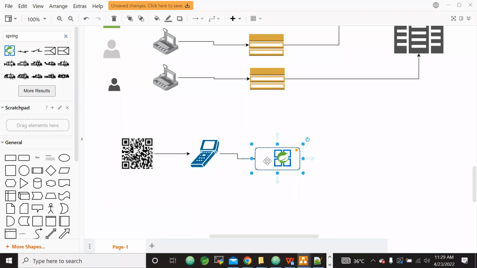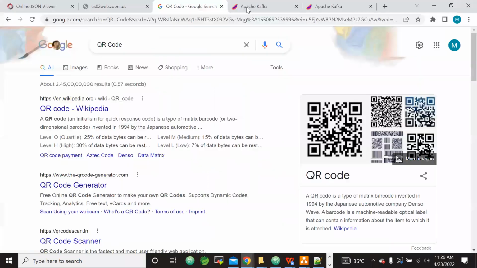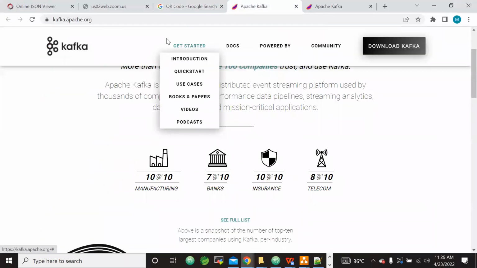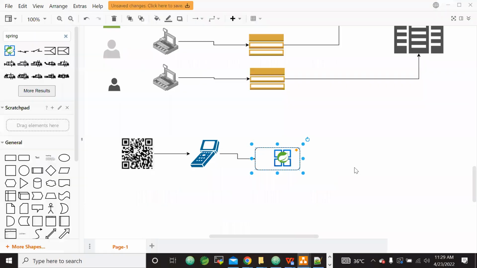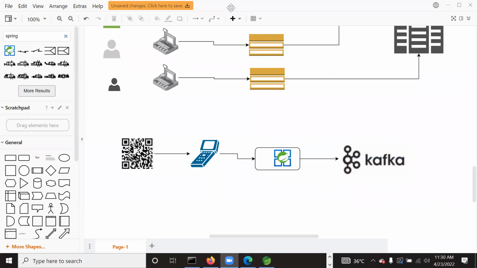Now the Spring Boot will do what? Spring Boot will connect to Kafka. Of course, Kafka meaning, I mean to say a Kafka topic. So it will use Kafka and put the data into the Kafka topic. Now this Kafka topic has the video and other information, right?